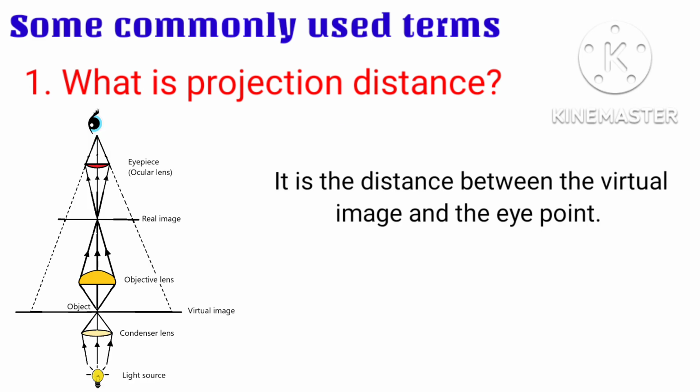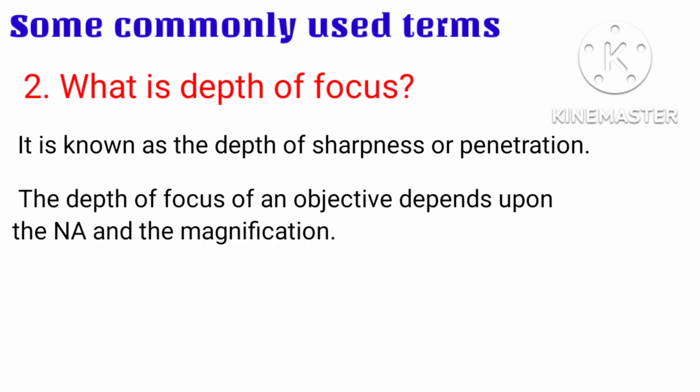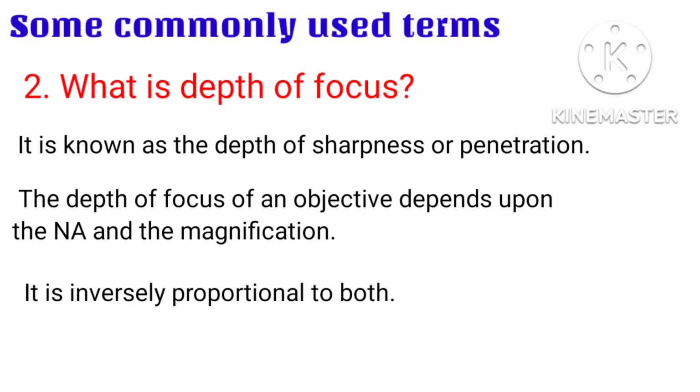It is the distance between the virtual image and the eye point. Here in this picture, this is the projection distance. And next, what is depth of focus? It is known as the depth of sharpness or penetration. The depth of focus of an objective depends upon the numerical aperture and the magnification, and it is inversely proportional to both. So that's all for now.